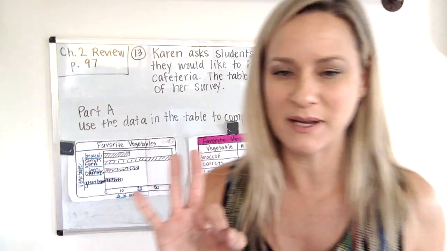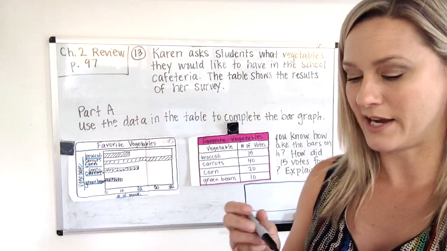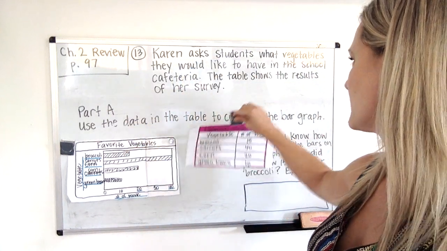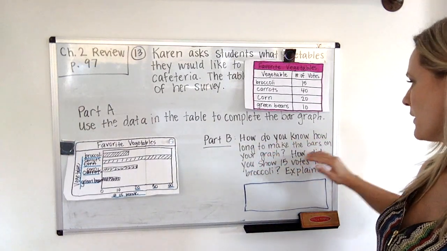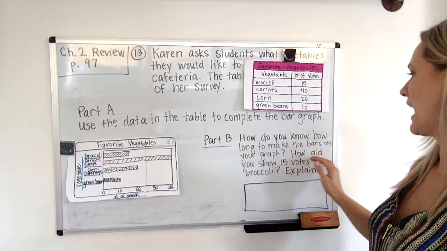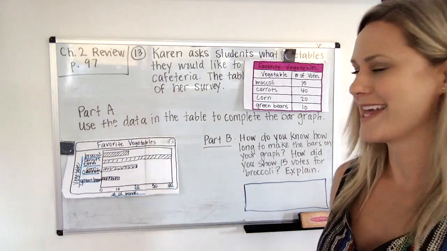Okay, so I checked my work. I know I have that right. Now, part A is done. So let's move on to part B. How do you know how long to make the bars on your graph? Okay, how did you show 15 votes for broccoli?